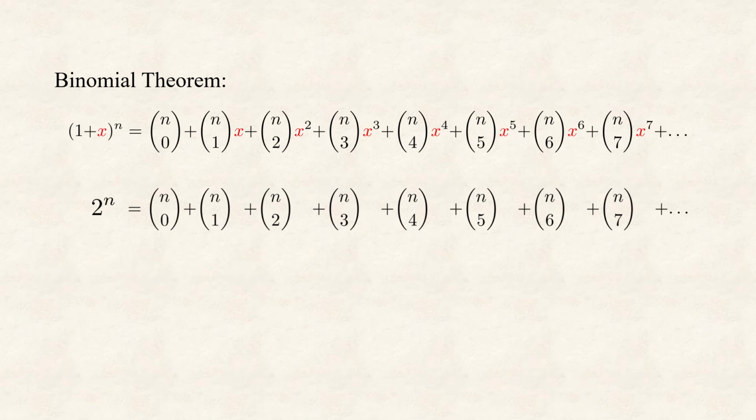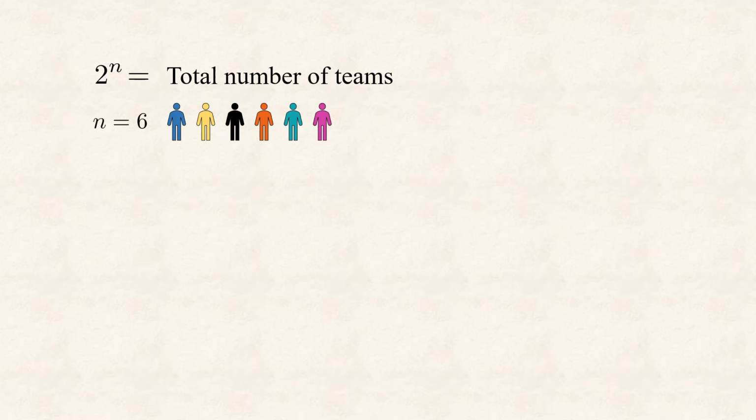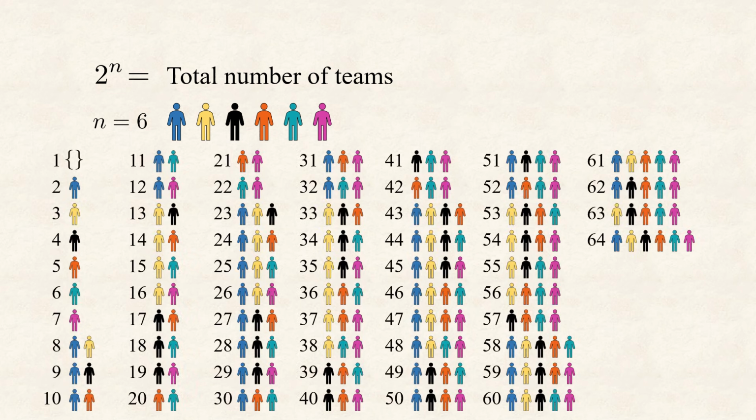That's it. Let's quickly think about what that actually means. We are taking the number of teams with 0 players, plus those of 1 player, plus those of 2, and so on. So this is the total number of all possible teams, without considering their size. For instance, for 6 students, there turn out to be 64 possible teams, and indeed, that's 2 to the 6.